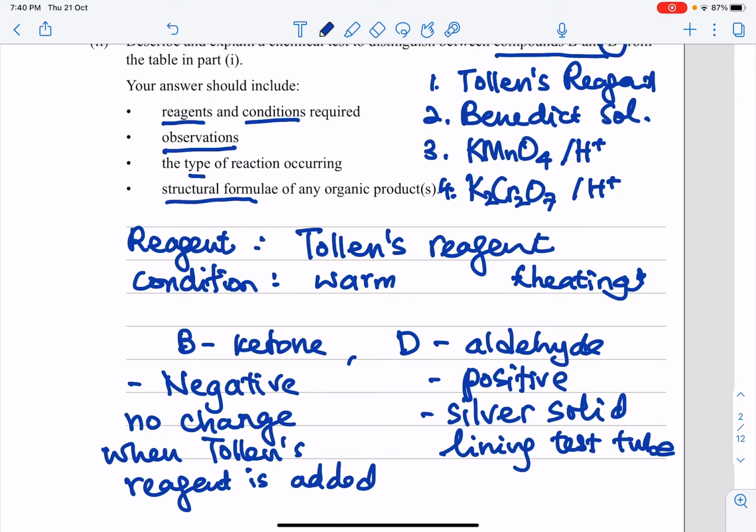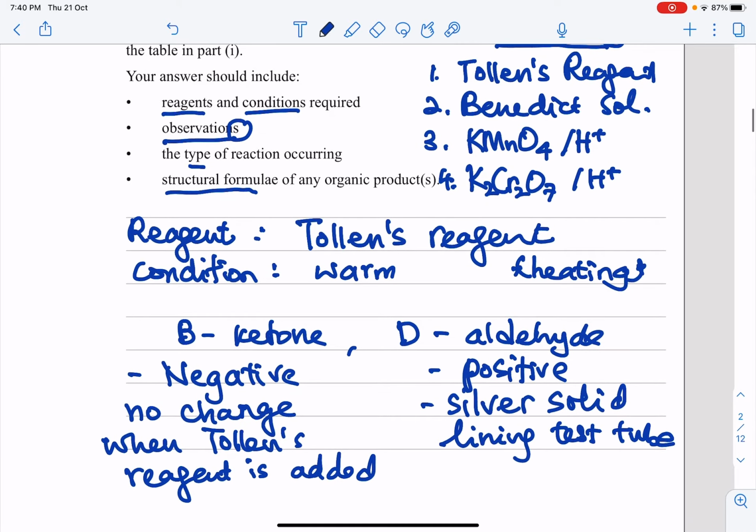Okay, and you have to include both in the observation, in plural form. So do not just focus on D that shows a positive test and mention nothing about B, assuming that the marker knows that B is negative. So always bear in mind, you have to write both.